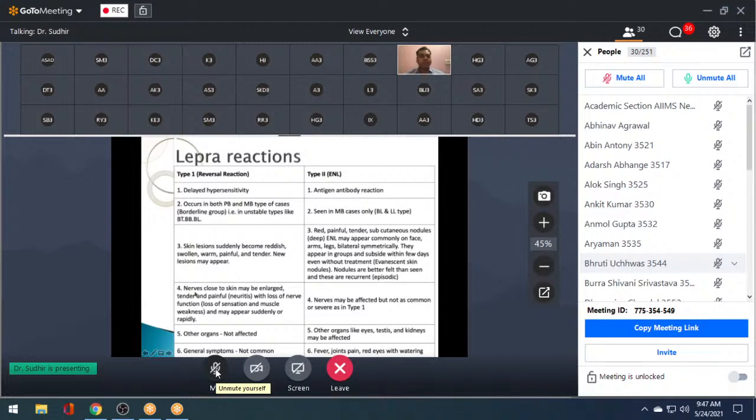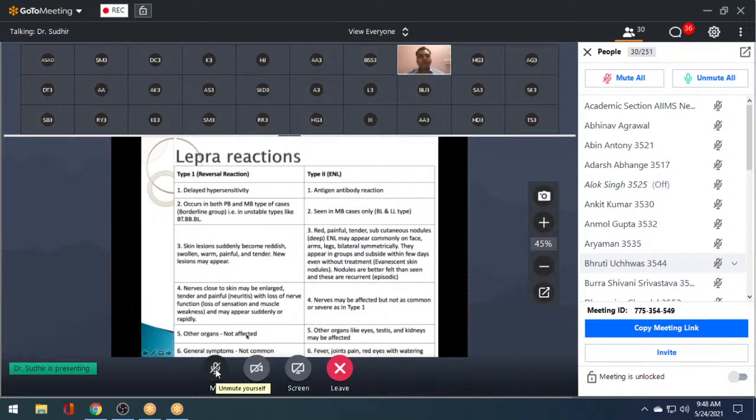Coming to type 1 reactions in nerves, nerves close to the skin may be enlarged, tender, and painful. Neuritis can be there, with loss of nerve function, and may appear suddenly or rapidly. That's why in type 1 reactions, corticosteroids are to be given immediately. Coming to type 2 reactions, nerves may be affected but not as commonly or severely as in type 1. So nerve involvement is more common in type 1 reactions, and there can be dysfunctions also. That's why immediate steroid treatment is indicated in type 1 reactions.